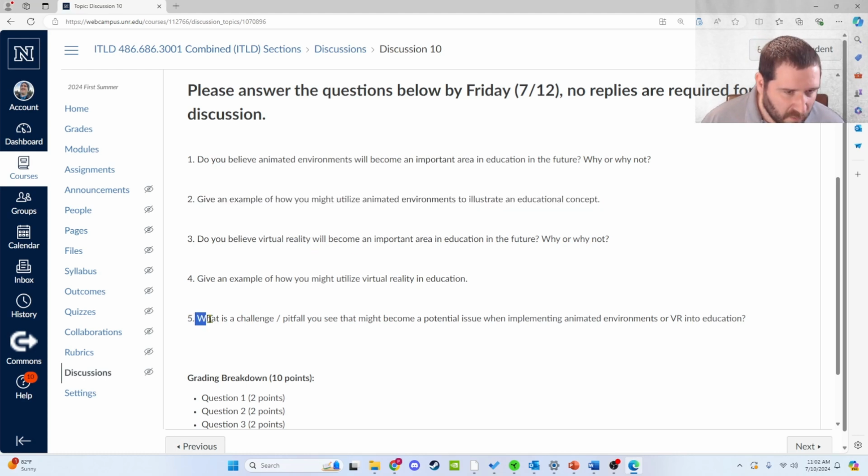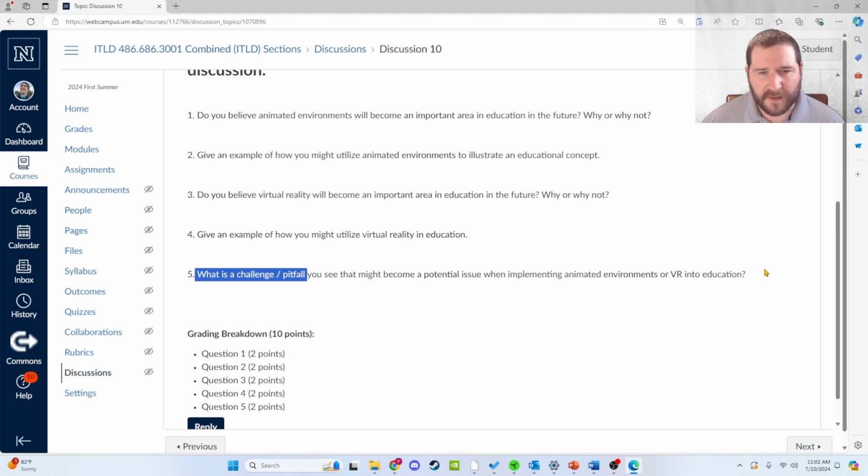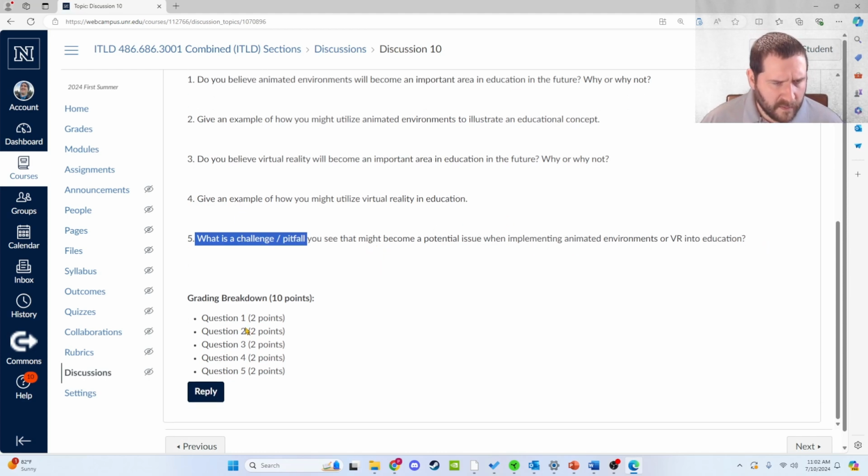Question 5 is also about a challenge or pitfall, similar to yesterday. I think it's pretty standard here, nothing too crazy. Just think about these new technologies and how you might use them and where you think they're going, right? We're just thinking about new technology today. There are 2 points per question.